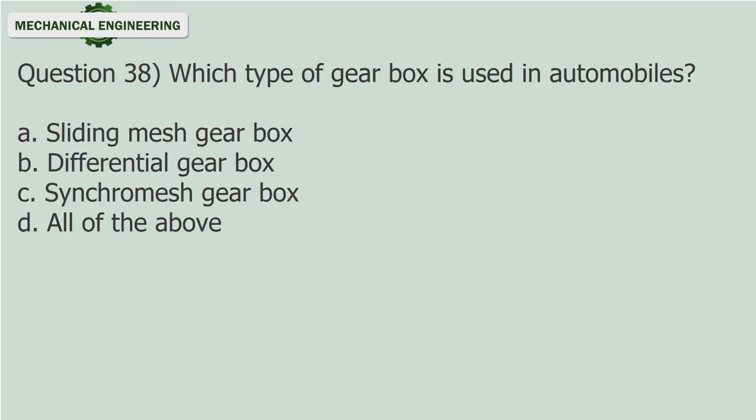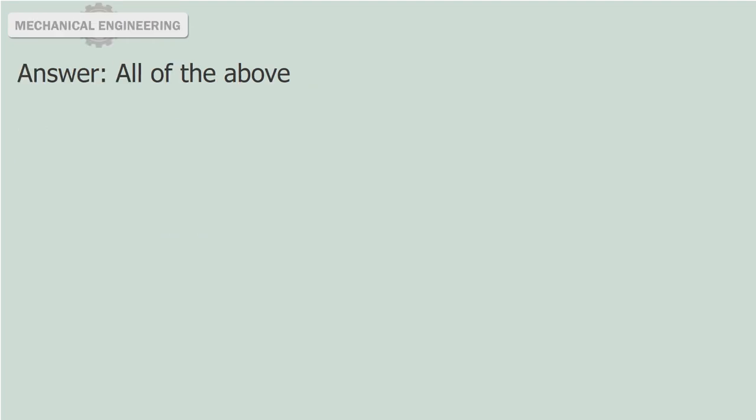Question 38. Which type of gearbox is used in automobiles? A. Sliding mesh gearbox. B. Differential gearbox. C. Synchromesh gearbox. D. All of the above. Answer: all of the above.